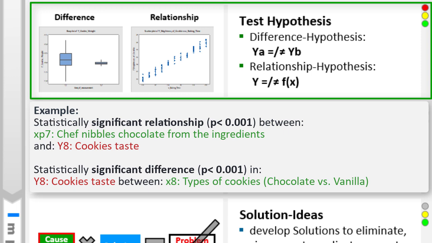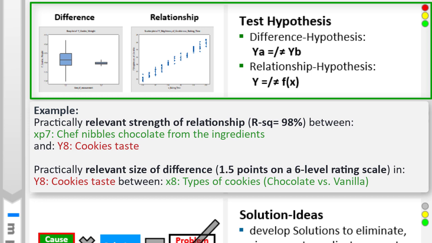But is your result not only statistically significant, but also practically relevant? This practical relevance concerns the size of the difference or the size of the relationship. However, if you find a significant and relevant relationship between an influence and an important attribute of the output, this might be the starting point for the search of underlying root causes.